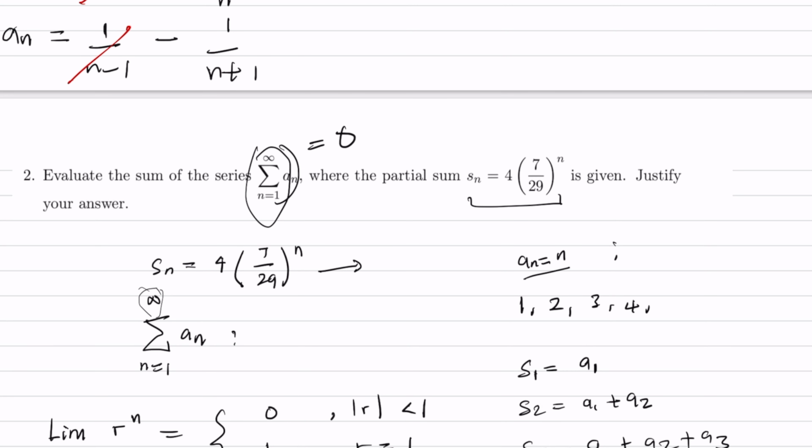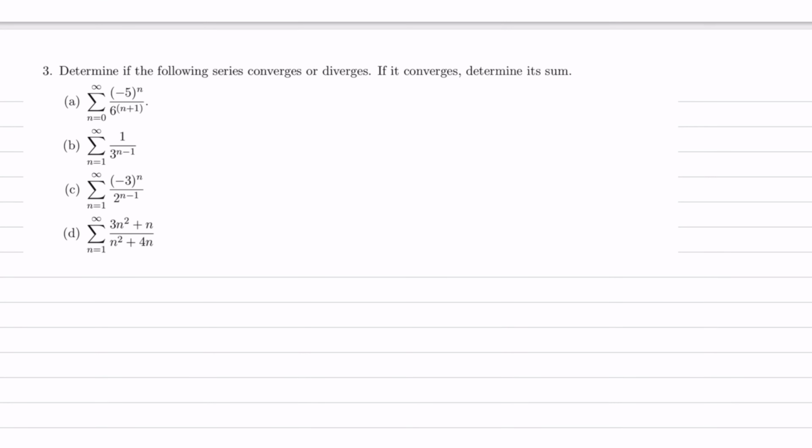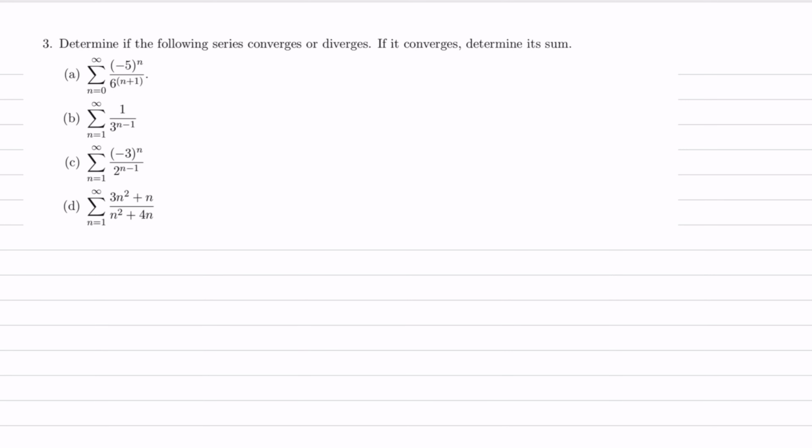Right? Do you understand? So let's move on to this following set of problems. That's the geometric series. Okay, geometric series, all right? Geometric series are always of this form.